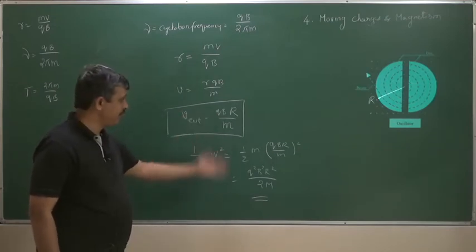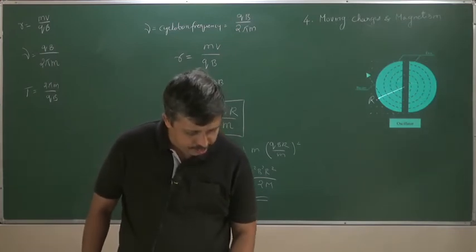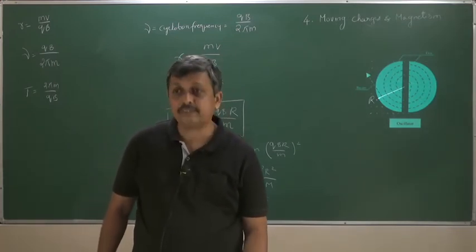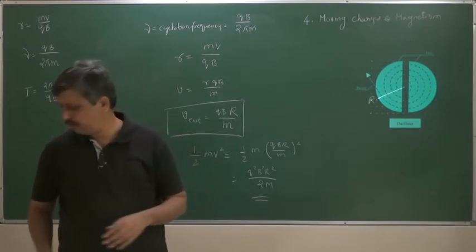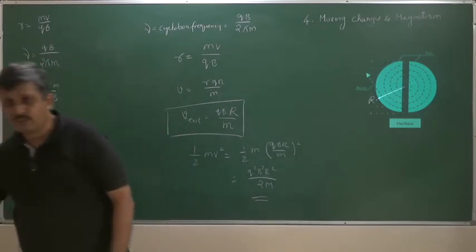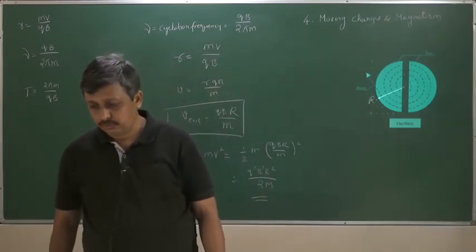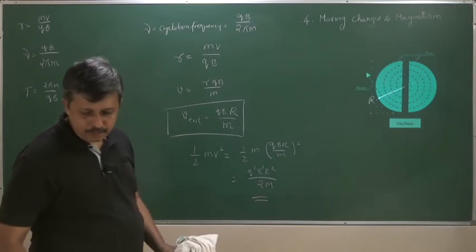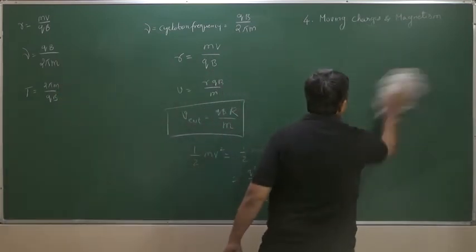It's very straightforward, not too much work. So this is basically what we call a cyclotron. It is used in many cases. Most of the particle accelerators, wherever you want to accelerate a charged particle, cyclotrons are actually used. Now I'm going to show you one more application of moving charges.